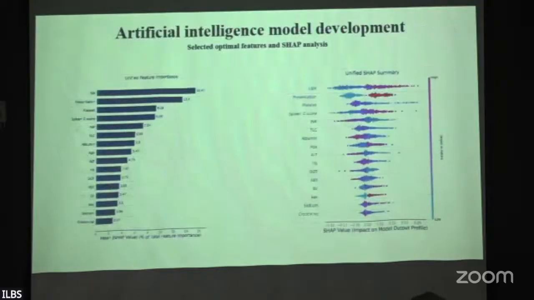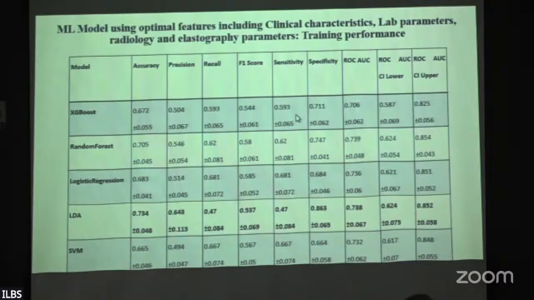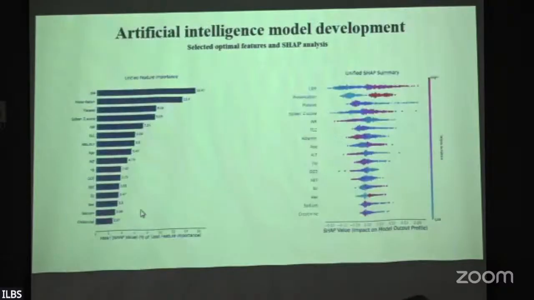Time is getting over. Okay, so we also did AI model development. Briefly, initially the optimal parameters were selected, and according to the parameters selected, the AI model also showed a similar accuracy. As we can see, the parameters in the AI model included LSM, presentation, that is with or without decompensation, low platelet counts, and splenic Z-score, which were the most important parameters.